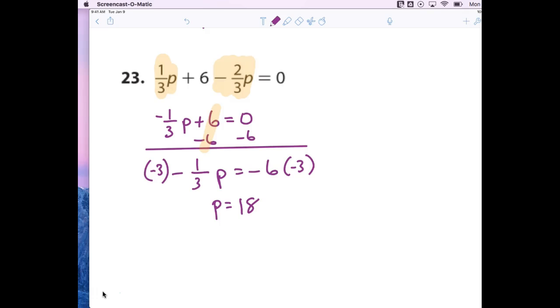Any questions with that? Yeah, so if it's the reciprocal, you just... Yes. Yes, sir. Aiden, good for you.